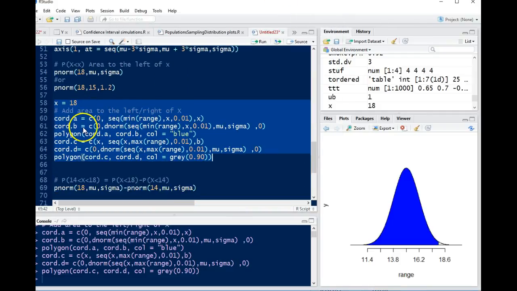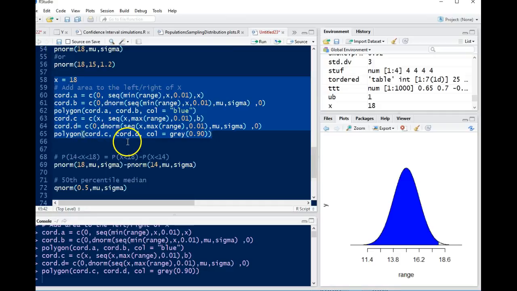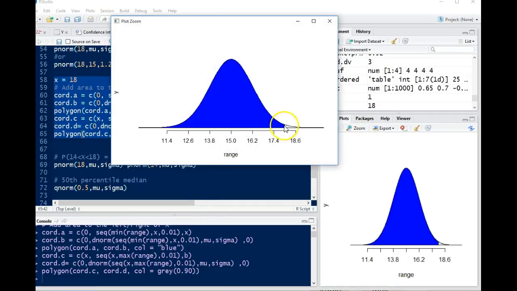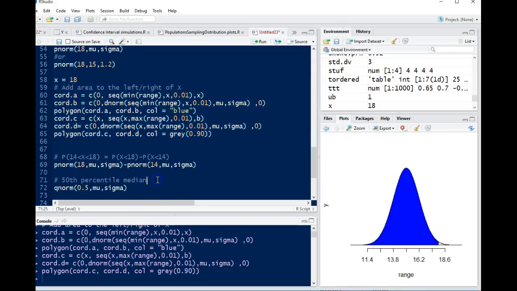All right, and so we can then calculate the probability that X is between 18 and 14. And if we look at that again on our graphical display, we can see that 18 and 14 is somewhere down here, so it should be about this shaded region. We're going to get rid of this portion of data. And so this is how we can do that.